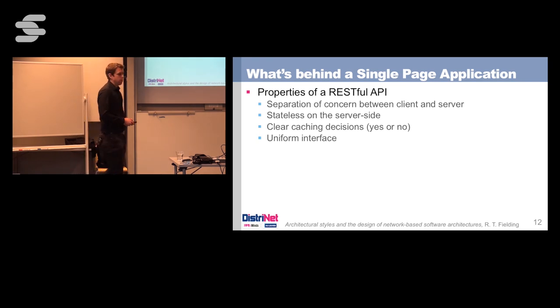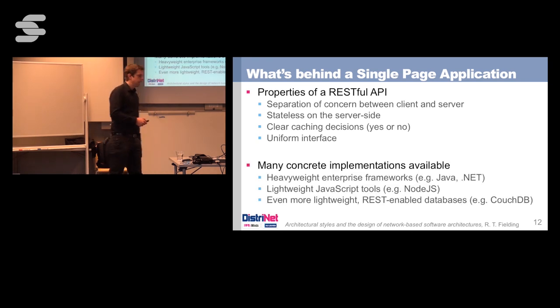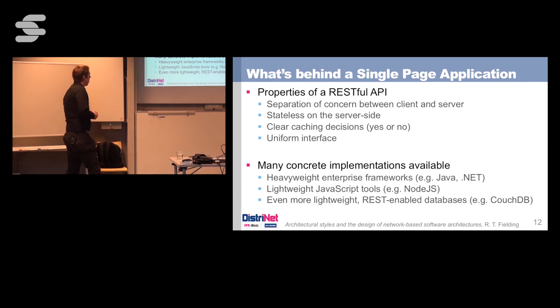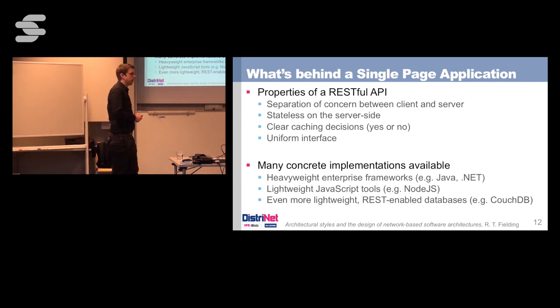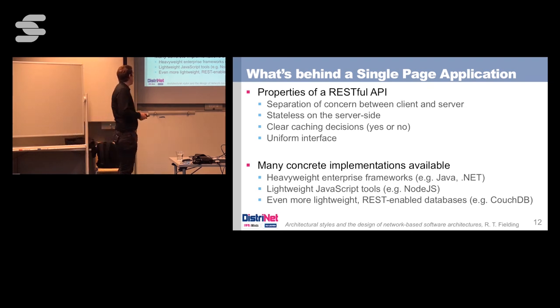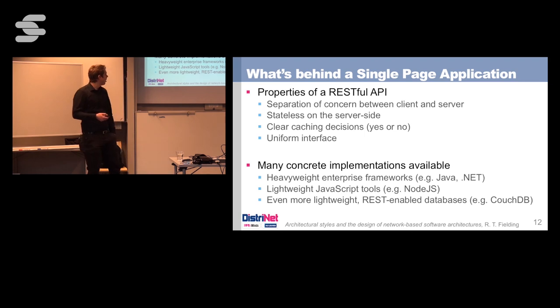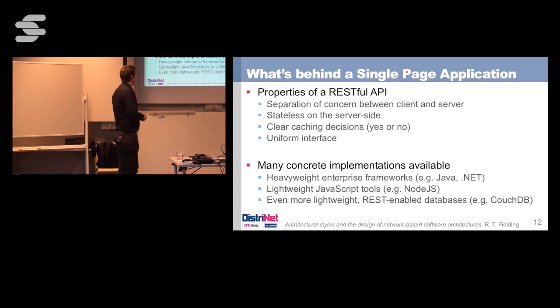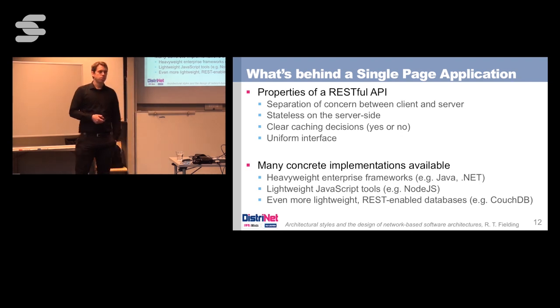And you have the uniform interface as we discussed before. Like I said, you have different options for backends. You have the more heavyweight enterprise frameworks like .NET and Java. They support the development of a RESTful API. This might be useful if you already deploy them in your company, then you can use it. You have the lightweight JavaScript-based tools or other language tools which are still lightweight. You have Node.js, you have Go. There are plenty of options there. And if you want to go even lighter, apparently nowadays there are REST-enabled databases like CouchDB, which allow you to serve some static files and just expose their data through a REST API.